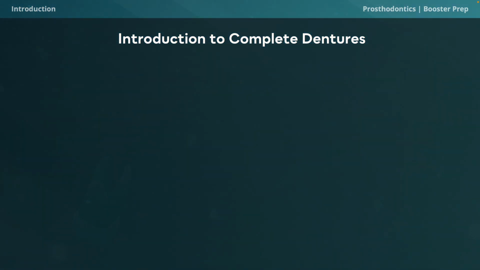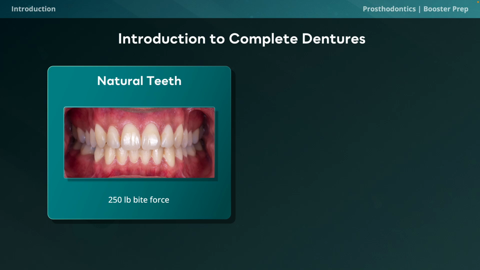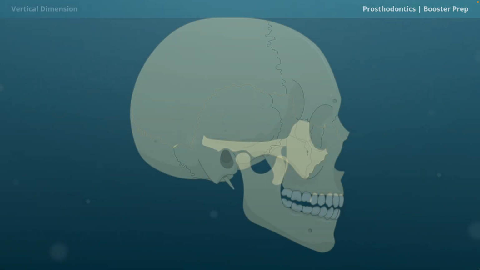Well, it's because a lot of these patients have only ever experienced natural dentition, which on average can produce 250 pounds of force. Dentures, on the other hand, only produce about 50 pounds of masticatory force, which is a 5-fold difference. That's pretty substantial, guys, and it makes sense. Denture teeth are significantly weaker than natural teeth, and we have to do a good job informing our patients of their limitations.